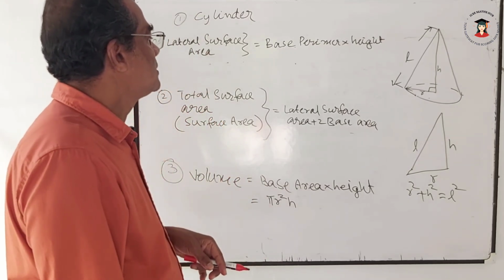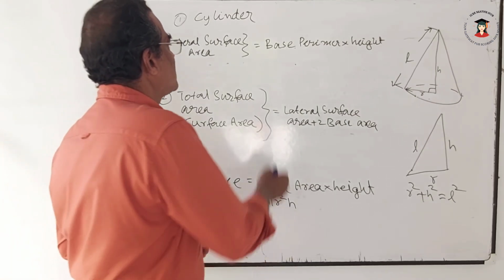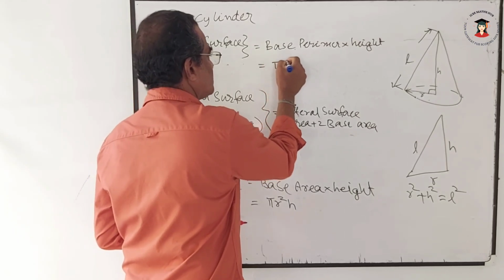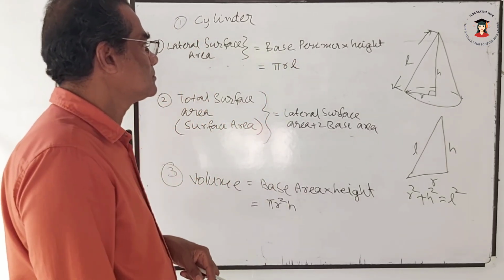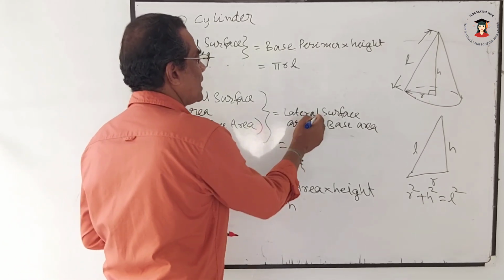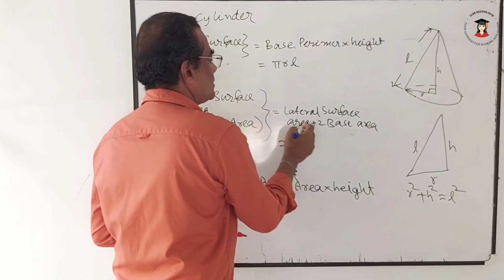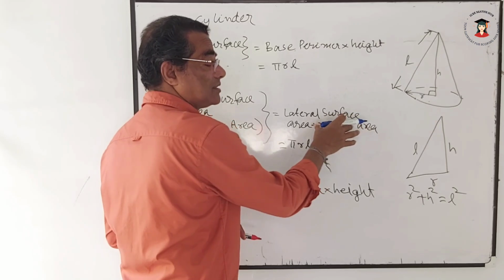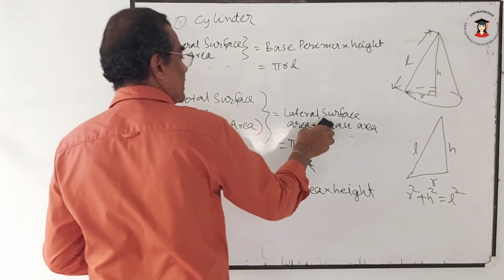Let us consider the lateral surface area. The lateral surface area is obtained as pi r l. And total surface area will be equal to lateral surface area, which is pi r l, plus, here there are no two bases, there is only one base, so plus base area.